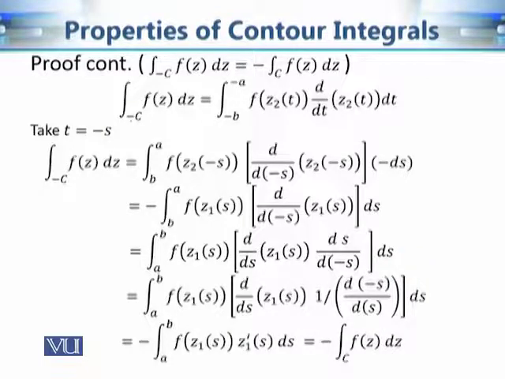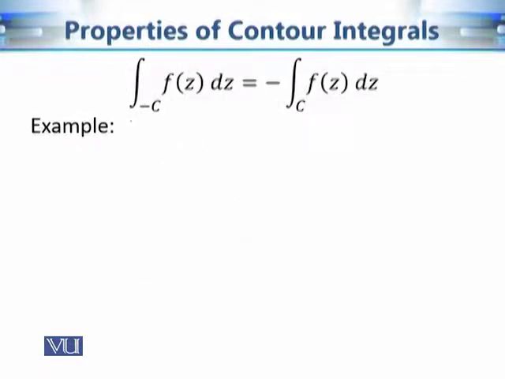So at the end, what do we get? The integral from a to b, and this minus sign will be over here, of f of z1 of s, z1 prime of s, ds, which is definitely equal to the integral of f of z dz along the contour c, and this minus sign comes over here. So that's how we proved that if we integrate a function along the contour minus c, then this is equal to the negative of the contour integral along c.